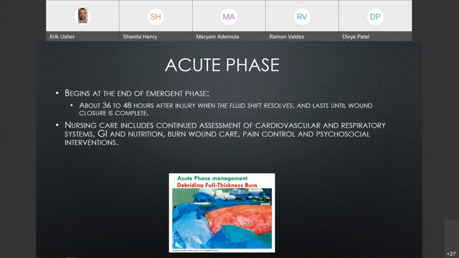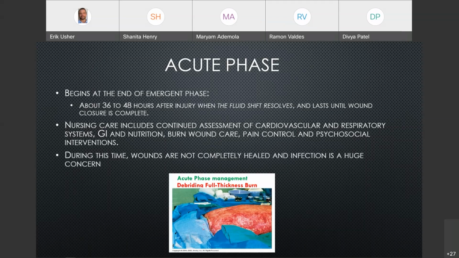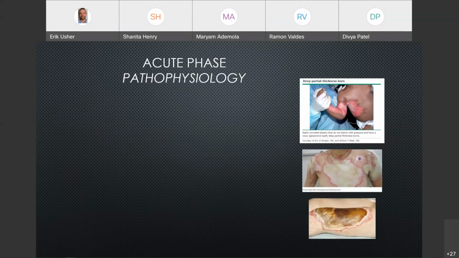Again, pain control is a huge one. And then psychosocially, they're starting to come into awareness that this is going to be a lifelong injury that they're going to have even when it's healed up. So during this time, wounds are not completely healed, and infection's always a really, really big concern. So we want to promote sterile or clean environments and minimize that risk for infection for these patients.